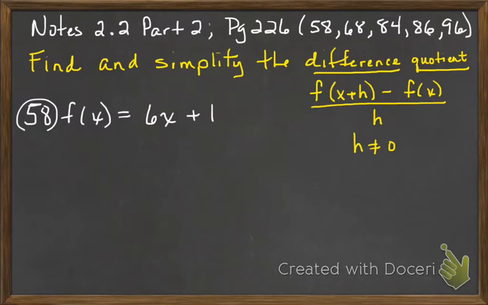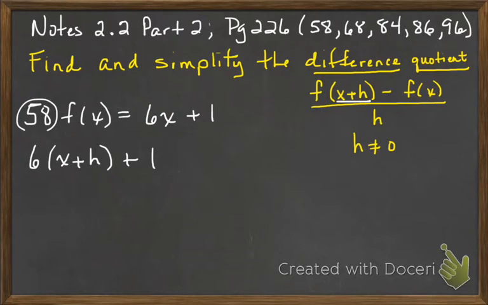Okay, so we're going to follow the formula. This is very confusing, so please watch what I do. The first part of the formula says wherever I see an x, I'm going to plug in x plus h. So into 6x plus 1, wherever I see an x, I'm going to plug in x plus h. So it looks like this. But remember, then the function says plus 1. So f of x plus h means your input is x plus h. Wherever you see an x, you're going to plug in x plus h.